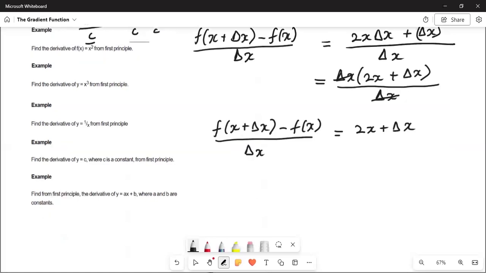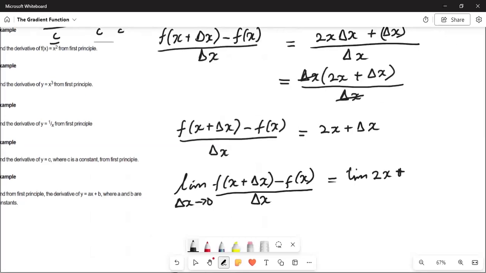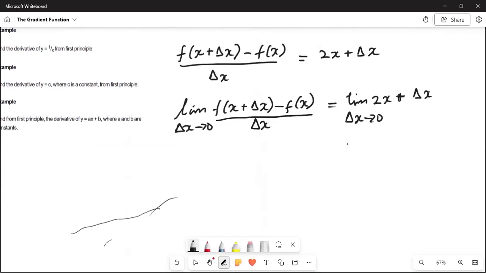And finally, the limit of f of x plus delta x minus f of x over delta x as delta x approaches 0 is equal to, if I take the limit of this, the limit of a sum is equal to the sum of the limits. That is one of the properties of limits we learned in our previous lesson. So the limit of 2x plus delta x will be the limit of this sum. The limit of 2x as delta x approaches 0 is 2x, and delta x goes to 0, so this becomes 2x. Therefore, the derivative of f of x equal to x squared is 2x.